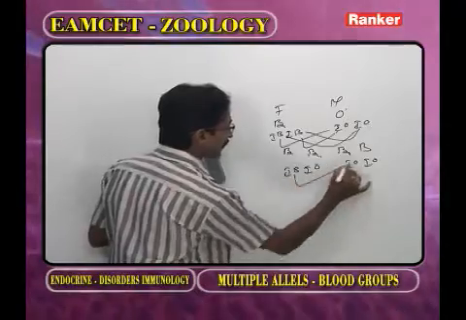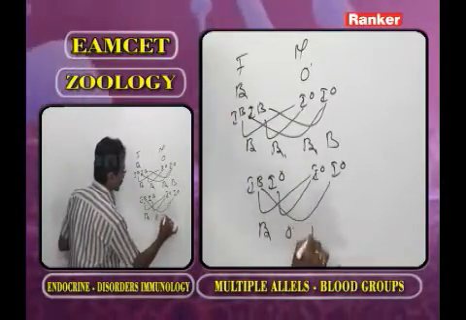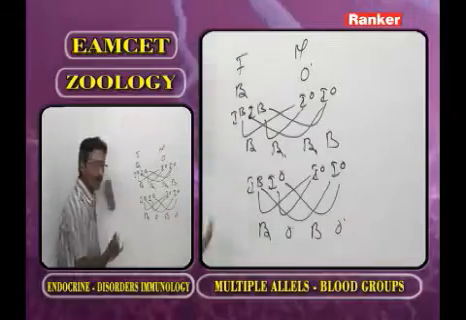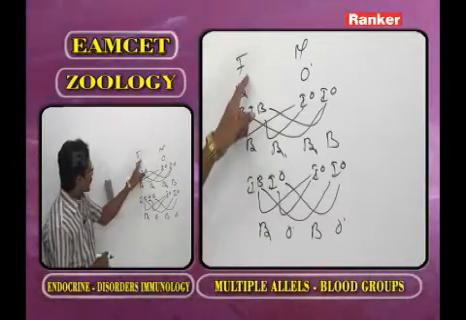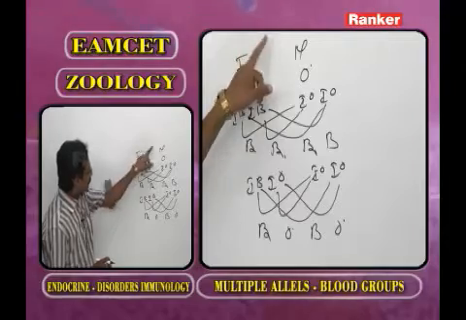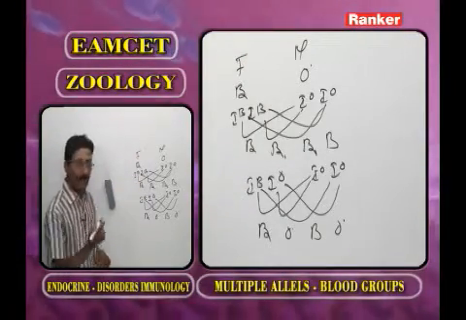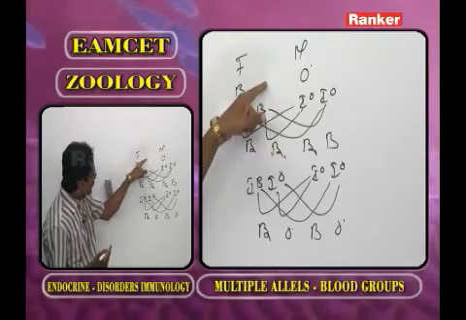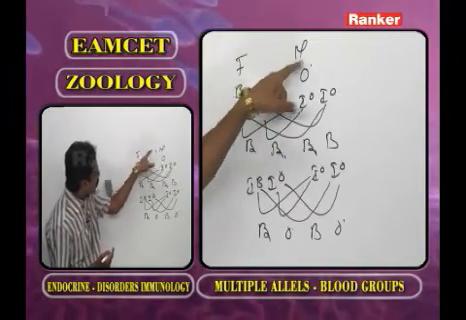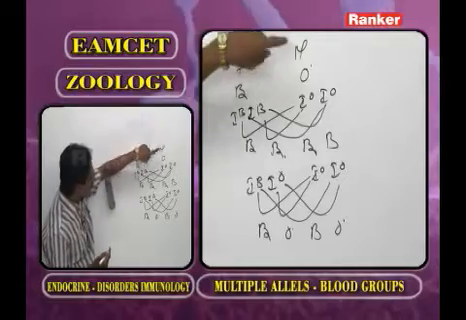Now we go for the cross. B, O, B and O. Here four options are given. The two babies are interchanged. One baby's blood group is A. Such a baby is not given to what type of parents? Those parents having B and O.